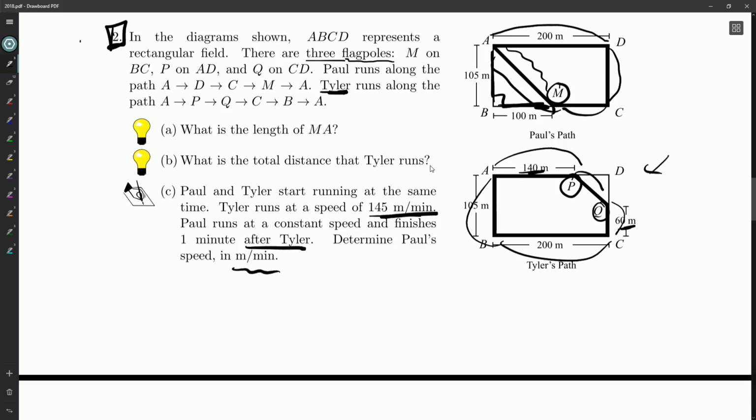Okay, we have enough information thanks to A part to figure out the total distance that Paul ran in the same manner that we found the total distance that Tyler ran. But how are we going to figure out the time that Paul took? Well, if we could figure out the time Tyler took and add 1 minute, we'll be all set. So how do we figure out how much time Tyler took? Well, we know from B part how much he had to run and how fast he runs. So there we go.